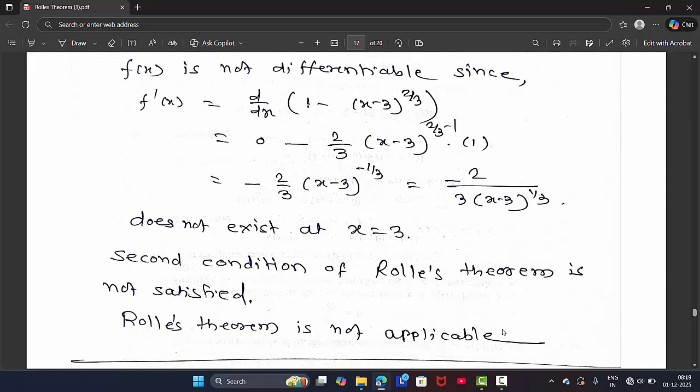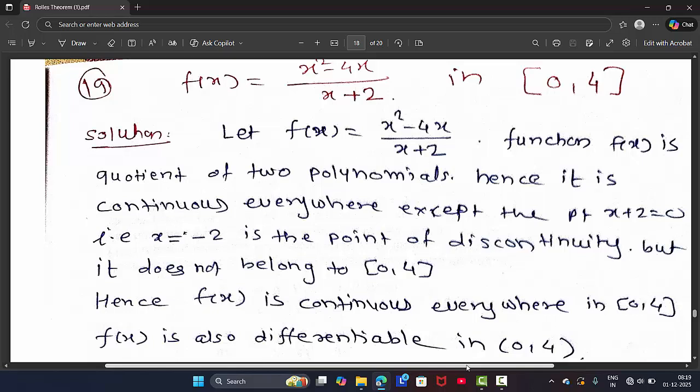Second condition of Rolle's theorem is not satisfied, and hence Rolle's theorem is not applicable for this function. 19th problem. f(x) equal to (x square plus 4x) divided by (x plus 2) in [0, 4].